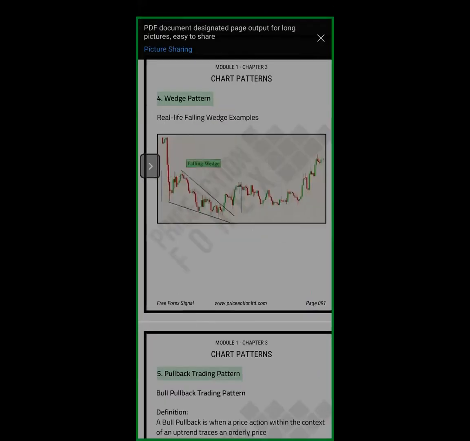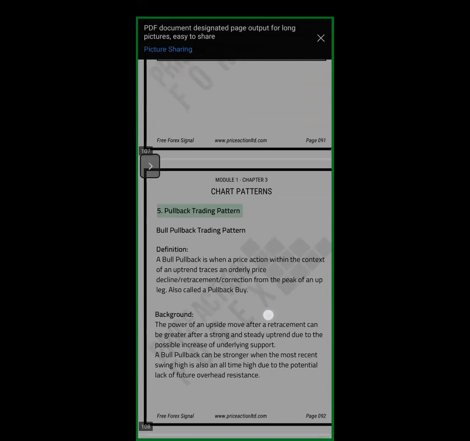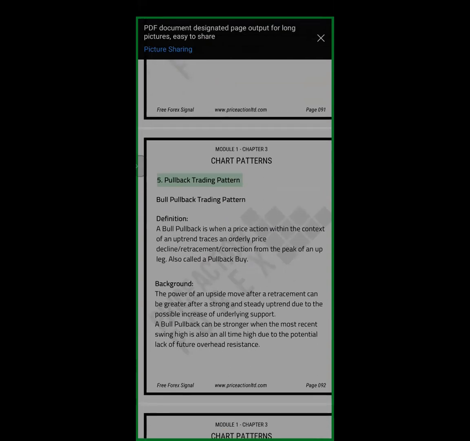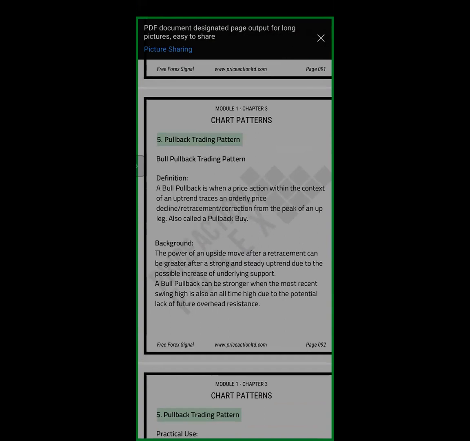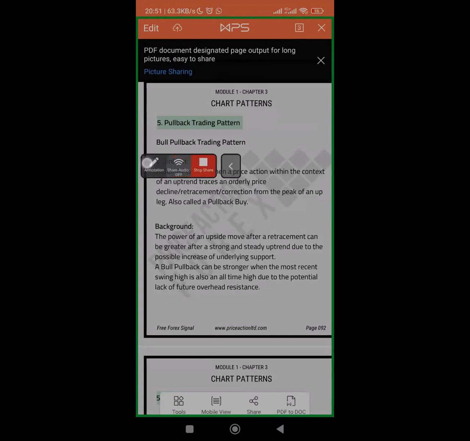We have 10 minutes more. Let me see if you can do something with 10 minutes. All right. The next pattern on our list is the pullback pattern. A pullback is when price action, within the context of an uptrend, traces an underlying price decline, retracement or correction from the peak of its leg. So this is what a pullback actually means.